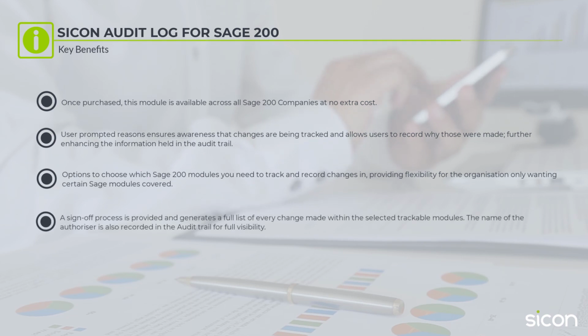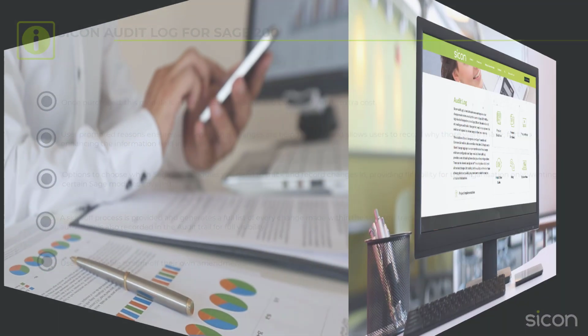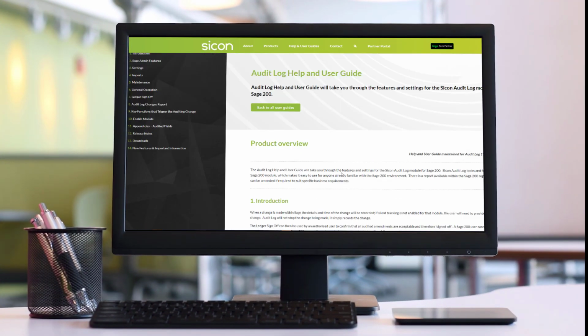A sign-off process is provided and generates a full list of every change made within the selected trackable modules. The name of the authorizer is also recorded in the audit trail for full visibility. Users are enabled to sign off their own amendments. This is just a sample of the functionality that's available.